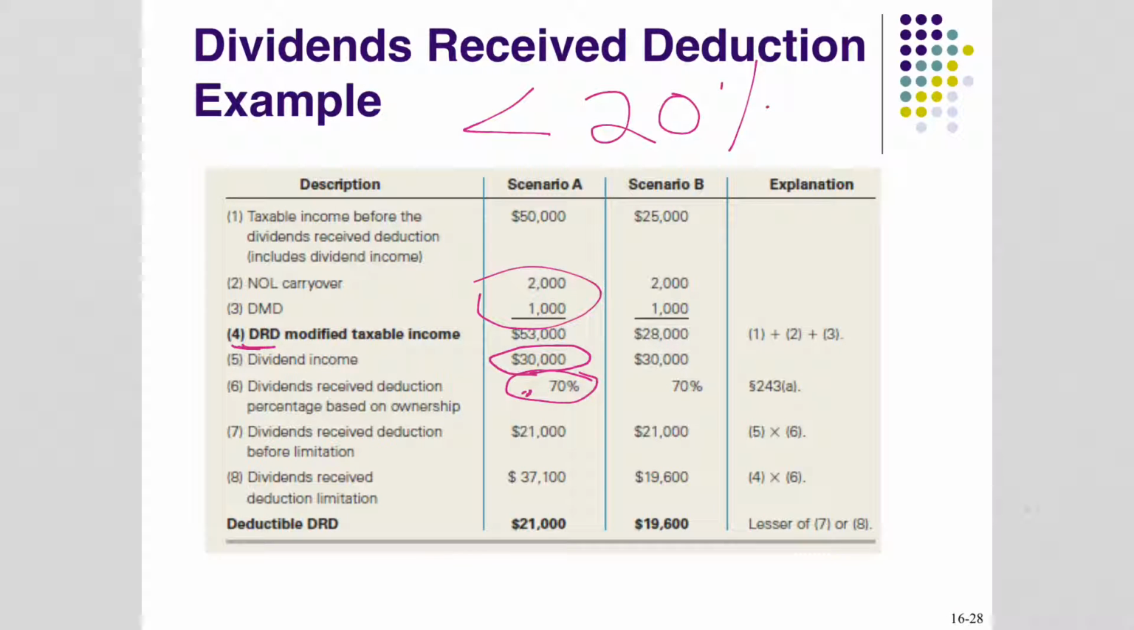So since it's less than 20%, 70% of the dividends are not taxable. 70% of the dividends turns out to be $21,000. There's a limitation that the software does on how much the dividend received deduction can be in any one year. In the first case, scenario 1, the limitation does not apply.